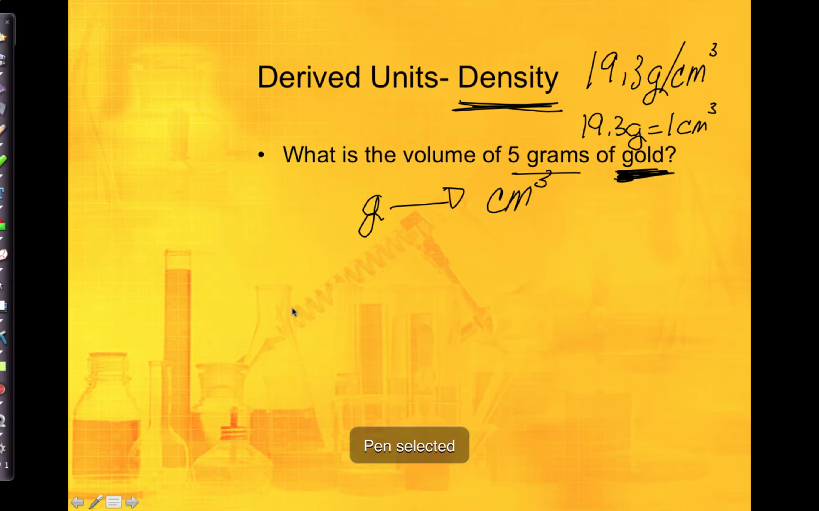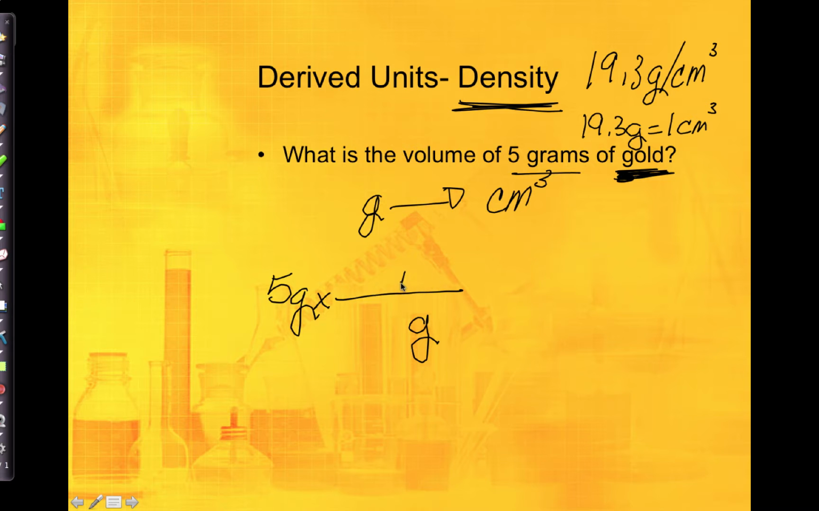It's just dimensional analysis. I have 5 grams of gold, and I want to get volume. So the unit that I have goes to the bottom, so grams will go to the bottom. Cubic centimeters will go to the top. The unit that I want goes on the top. So 19.3 grams is equal to 1 cubic centimeter. All right, so 5 times 1 equals 5 divided by 19.3. So I have 0.259 cubic centimeters.